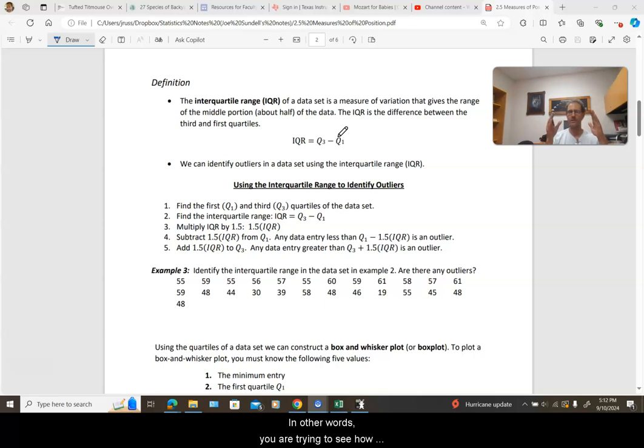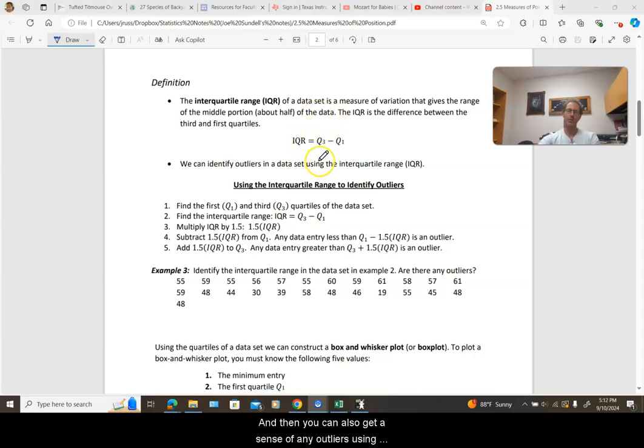In other words, you're trying to see how much data is in that middle 50%, from the 25th percentile to the 75th percentile, from Q1 to Q3. That'll tell you how much data, or the range of that middle 50% of the data.